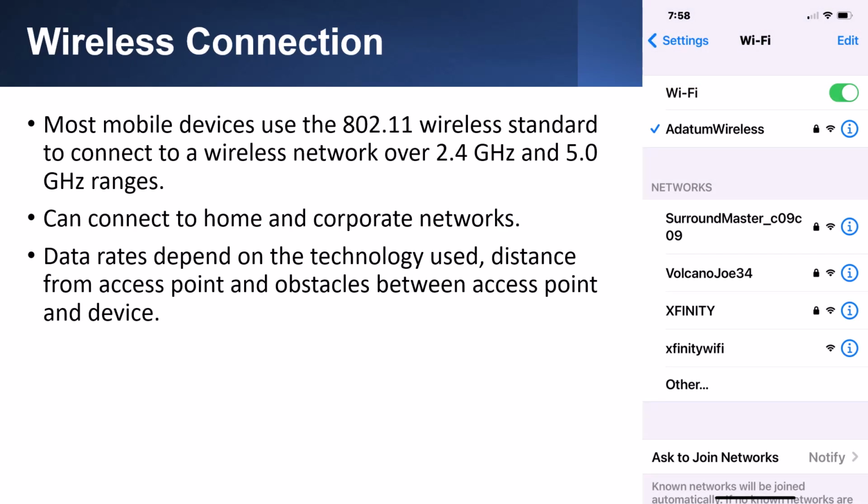Most mobile devices use the 802.11 wireless standard to connect to a wireless network over 2.4 GHz and 5 GHz ranges. It can connect to home or corporate networks. Data rates depend on the technology used, distance from the access point, and obstacles between the access point and device.